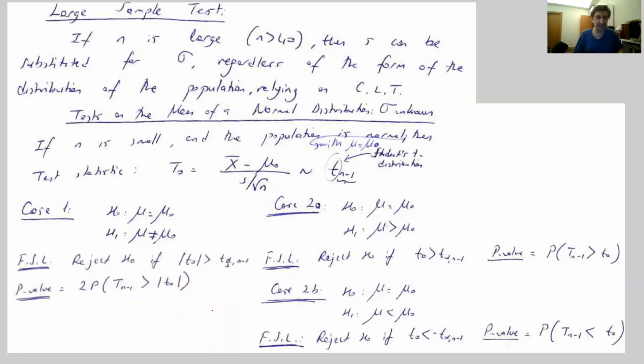I'll try to repeat again. This probability means that t0 is always here in absolute values under the t distribution. Find the values of the t distribution with n minus 1 degrees of freedom which are greater than this part. Find the corresponding probability means find the area here and multiply by 2.